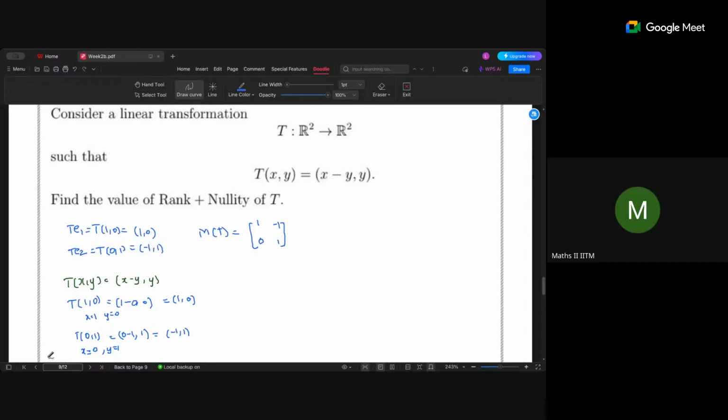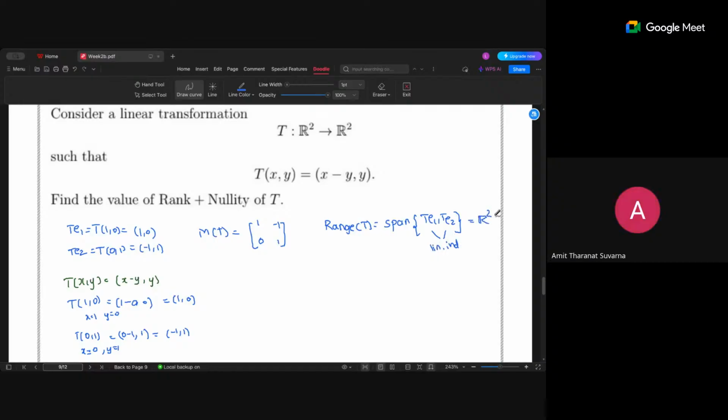Are they linearly independent? Yes, ma'am. They are linearly independent. Okay, if they are linearly independent, what can you say about the range? Entire R2. Yeah, so it is the span of T1 and T2, and they are linearly independent, and hence it is entire R2.